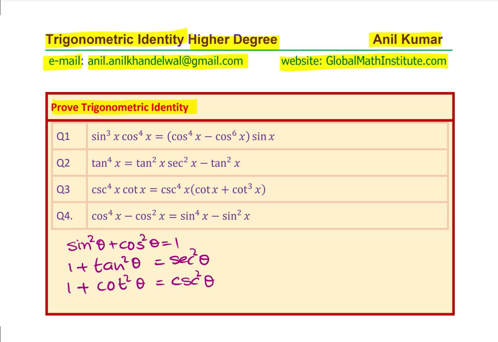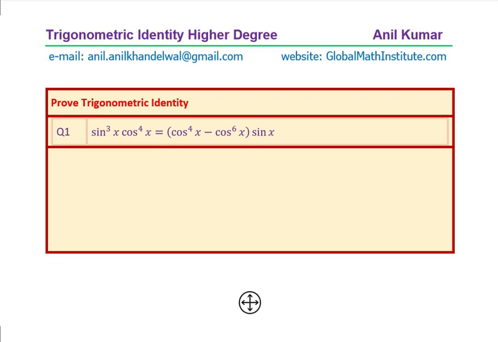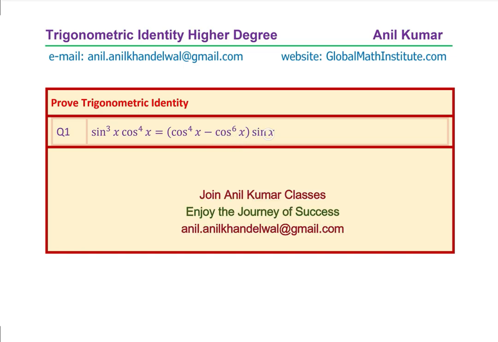Let us take the first one now. Sine cube x cos to the power of 4x is equal to cos to the power of 4x minus cos to the power of 6x sine x. So what do we notice? We notice one thing, that cosine powers are increasing, correct?